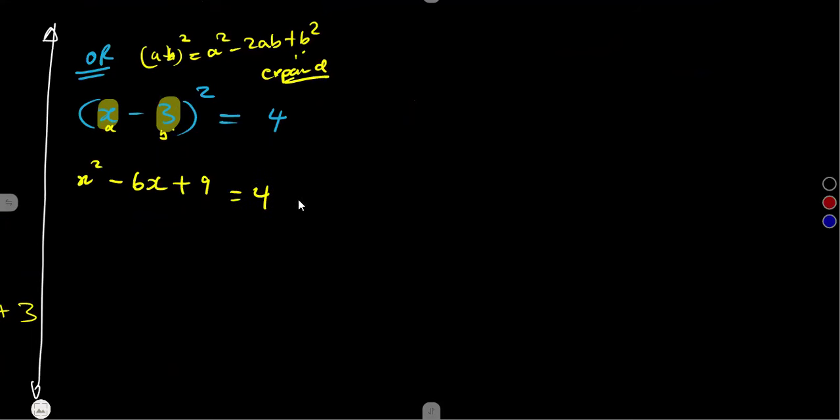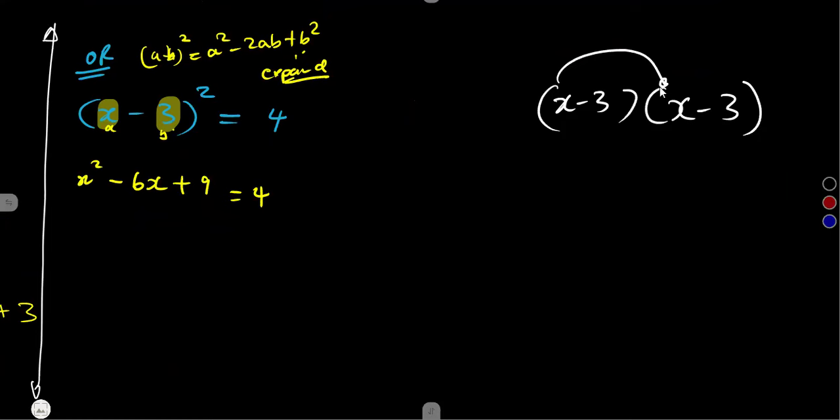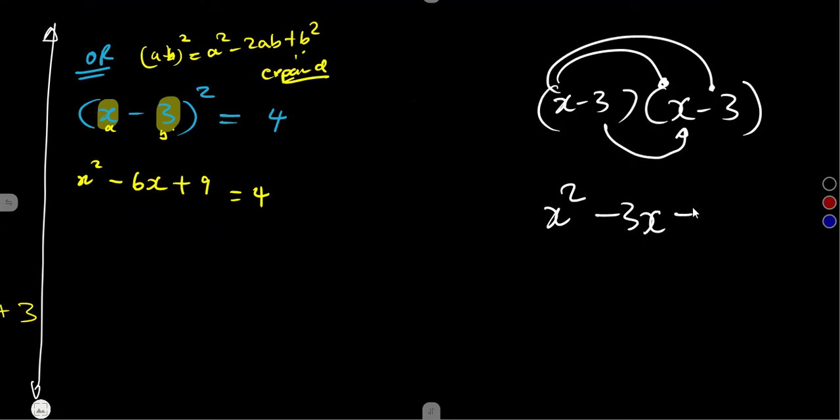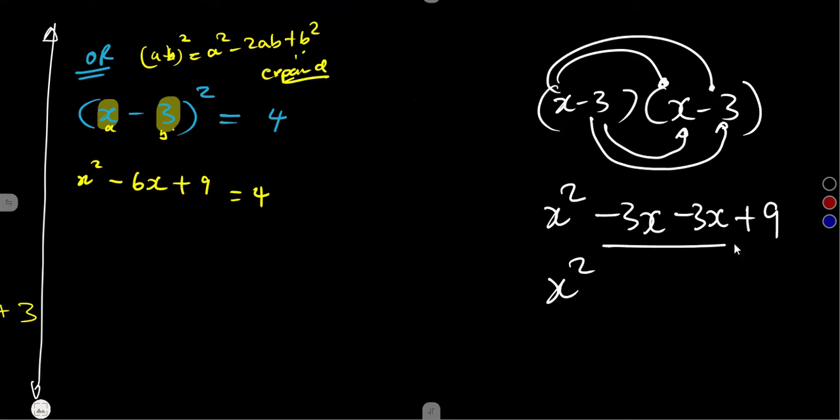Or you can expand properly two brackets: x minus 3 and x minus 3. So x times x is x squared. X times minus 3, minus 3x. We are done with x. You move on to minus 3. Minus 3 and x, minus 3x. Minus 3 and minus 3, that's a positive 9. You're multiplying there. So collecting your like terms here, what were we going to have? x squared, minus 6x plus 9.